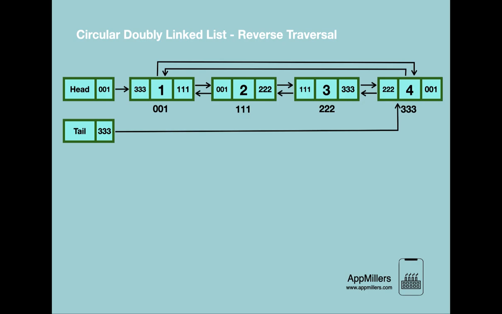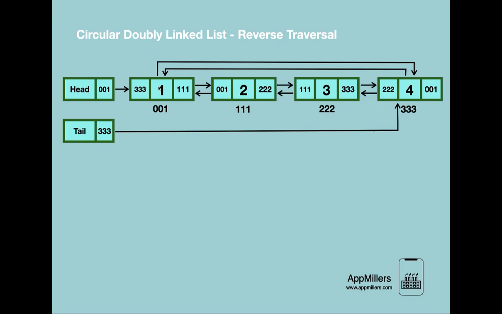Alright, in the last video we have seen how to traverse a circular double linked list. Now here we will look at how to reverse traversal. What do we mean by reverse traversal? It means that we start to loop from the last node until we reach the first node. And every time we visit a node and print the value.